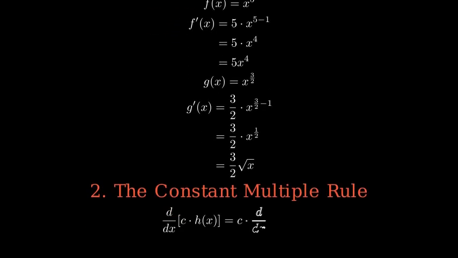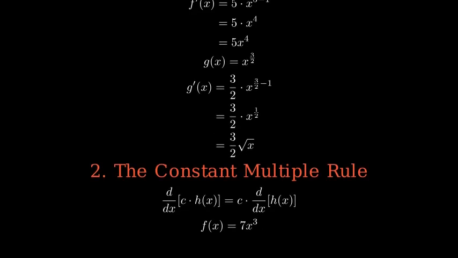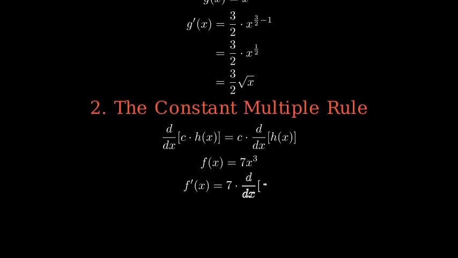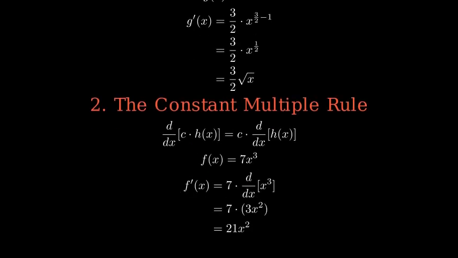This rule states that the derivative of a constant c times a function h of x equals the constant c times the derivative of h of x. Let's see an example. Find the derivative of f of x equals 7 times x cubed. Using the constant multiple rule, we can pull the constant 7 outside the derivative. So the derivative equals 7 times the derivative of x cubed. Using the power rule for x cubed, the derivative is 3 times x squared. So our final answer is 7 times 3 times x squared, which equals 21x squared.